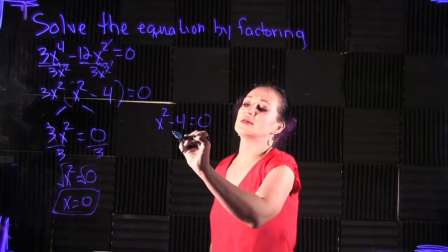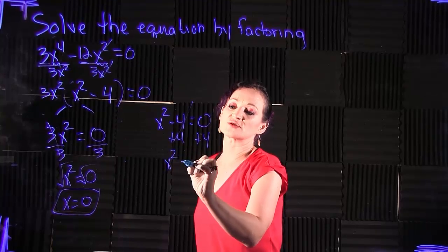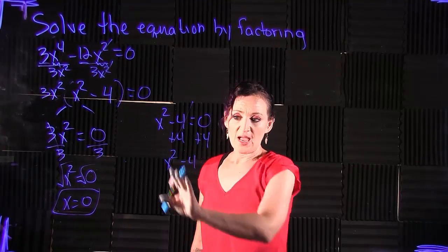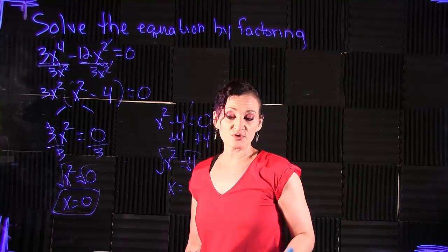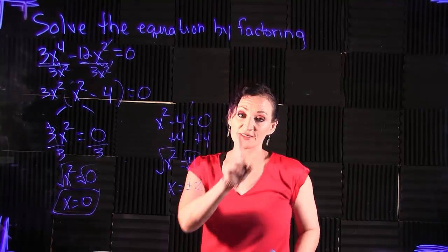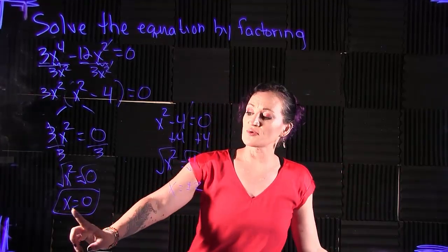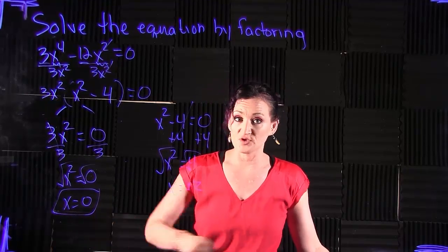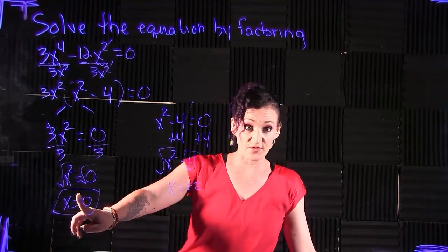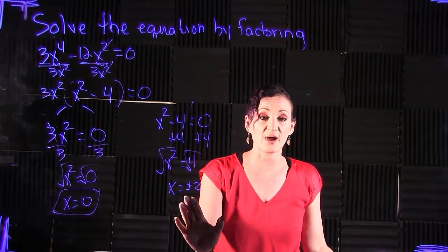Solving this equation over here, let's add that 4 to each side, giving us x squared is equal to 4. And when we take that square root of each side, we get x is equal to plus or minus 2. Don't forget, when you take a square root, that is plus or minus. The only reason we didn't do that over here with the 0 is 0 is neither positive nor negative. So it makes no sense to put a plus or minus in front of 0. But if it's any number other than 0, you do need to have that plus or minus there.